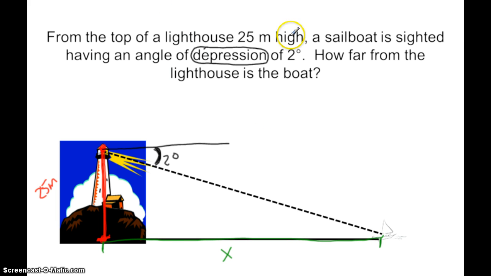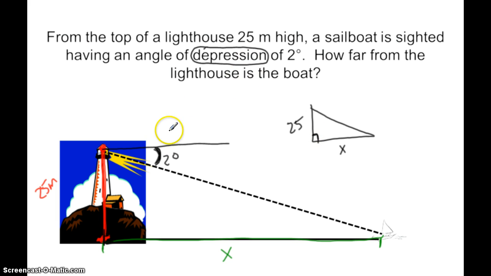So let me redraw this triangle so that I can use it a little better. Notice I have this triangle here. I'm going to redraw said triangle and label it again. 25, x. Here's my right angle, the measure from the lighthouse to the ground. Well, that's going to be a right angle.